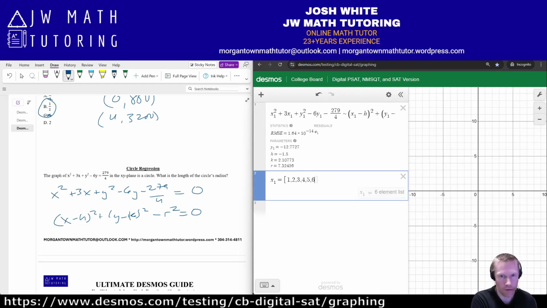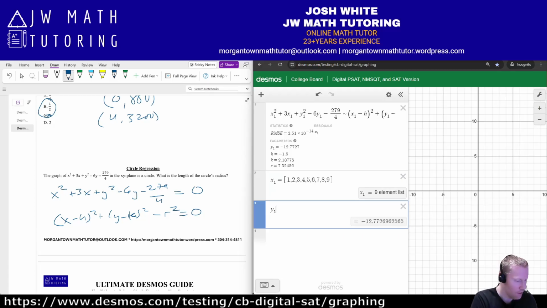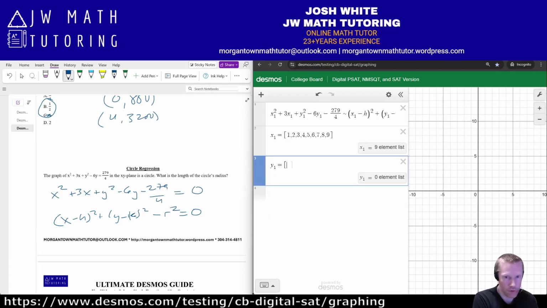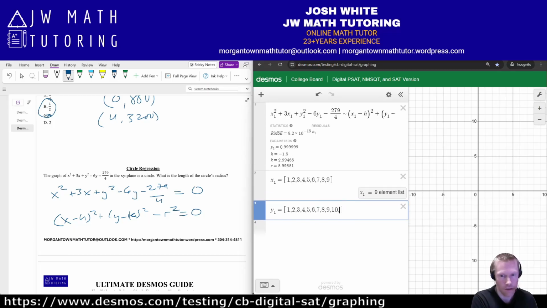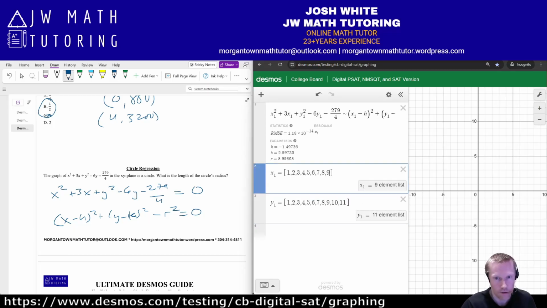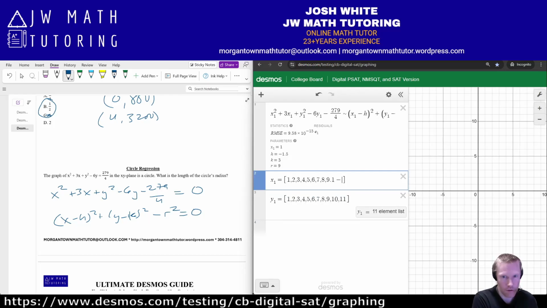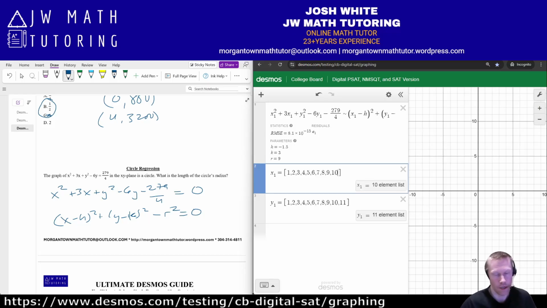Okay, this one, I believe when I did it out previously, I had to put in a lot of values. I don't remember why exactly, but I just had to put in like 8 or 9 numbers. Okay, now we're going to do it for y1. Let's see here, it's getting closer. 10. There we go.